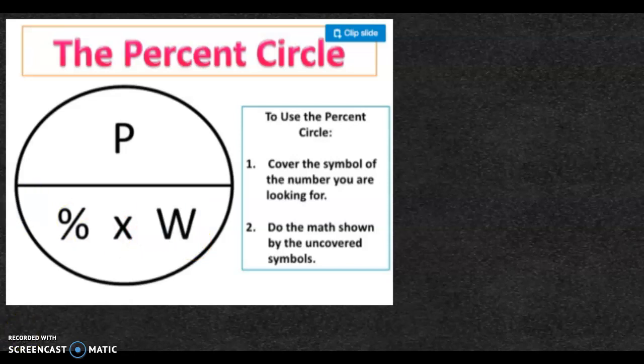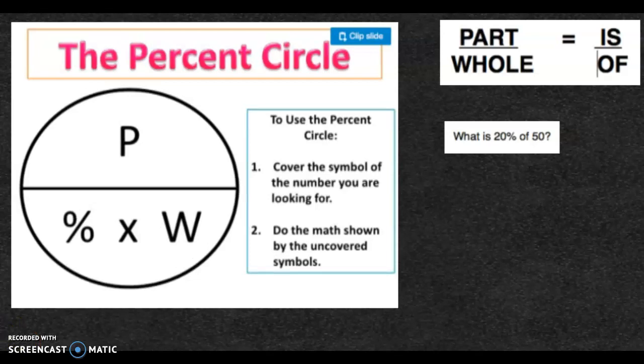Let's try a couple examples. Okay, for our first example here, let's look at what is 20% of 50. Now here's another little trick. The word "is" always relates to the part. The word "of" always relates to the whole. Okay? Is, part; of, whole.